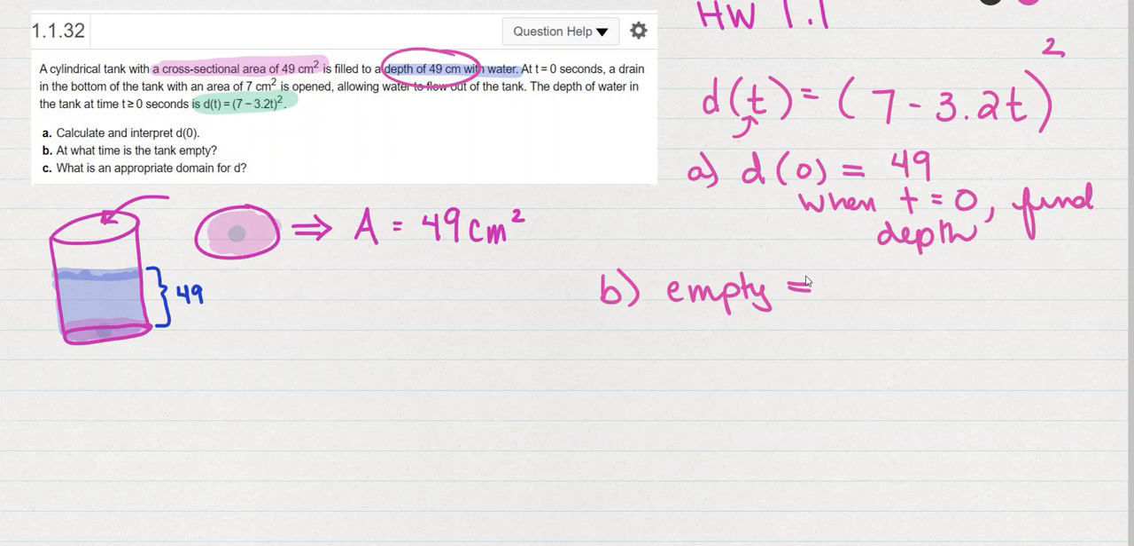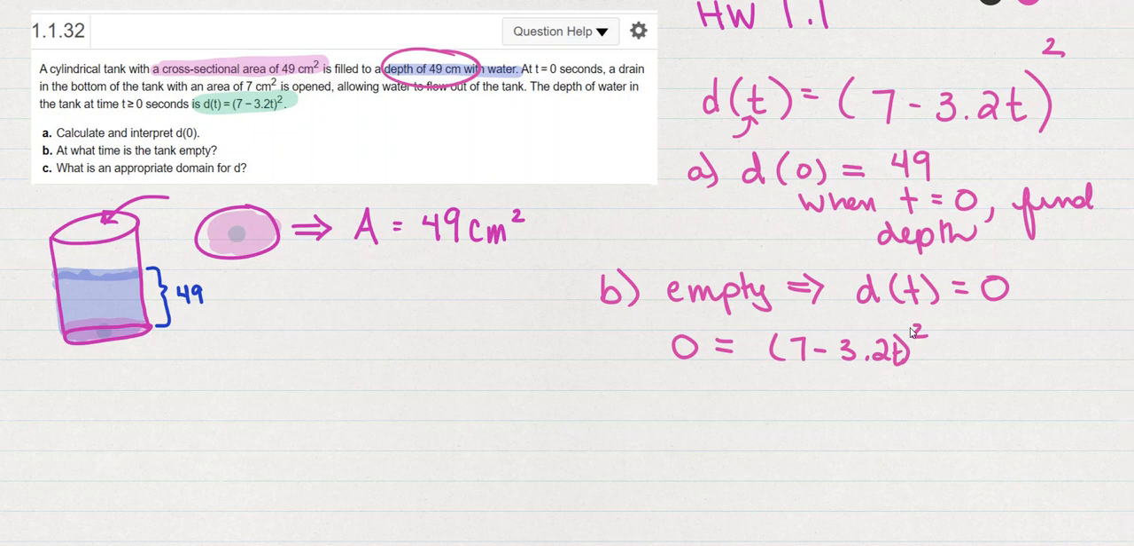Empty is going to mean that the depth is 0, right? So another way of asking this question would be, when is d of t equal to 0? Well, d of t, the depth with respect to time, is 0 when (7 minus 3.2t) squared is 0.